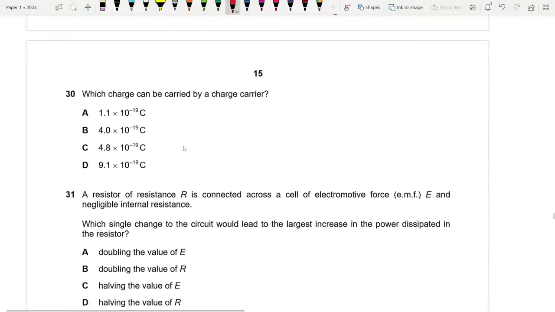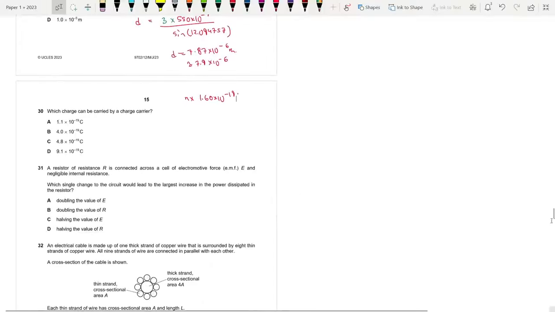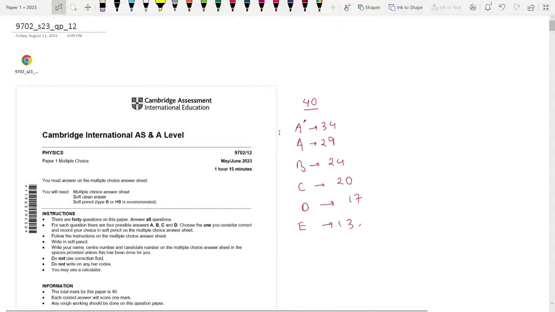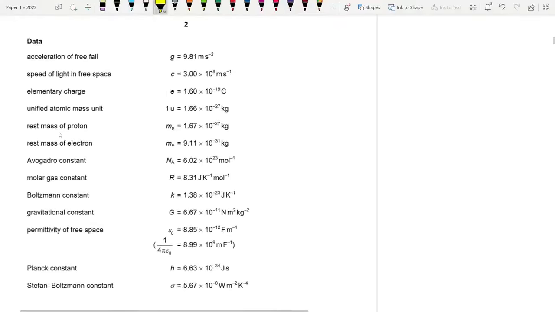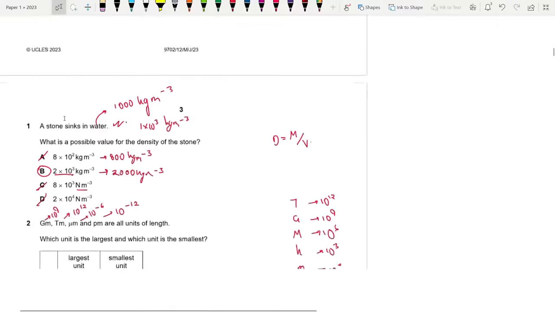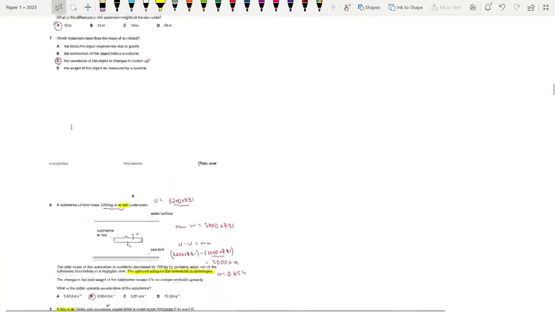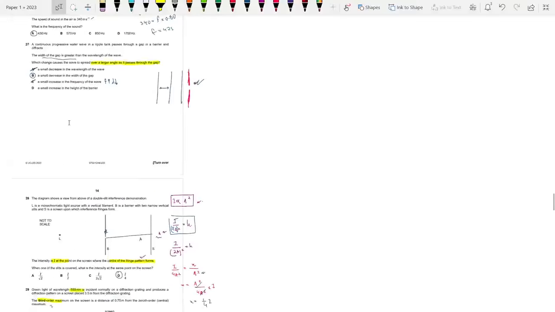Which charge can be carried by a charge carrier? We know that charge is quantized. It is integer multiples of the elementary charge 1.60 into 10 to the power minus 19, which is given in the data booklet over here, as you can see. It is 1.60 into 10 to the power minus 19, the elementary charge. So charge can only be integer multiples of that particular value, right?